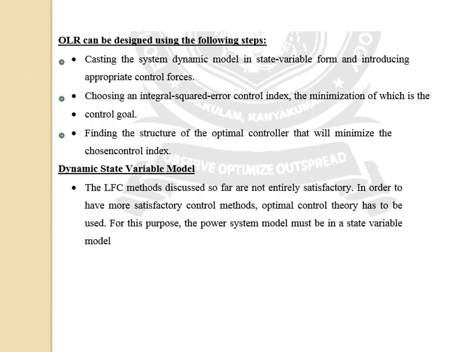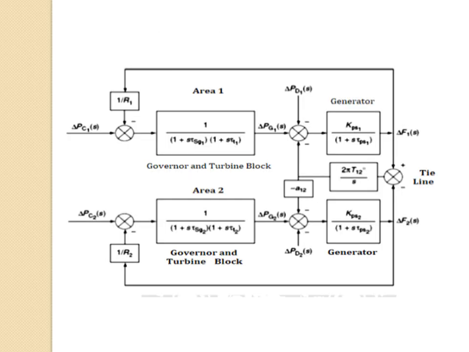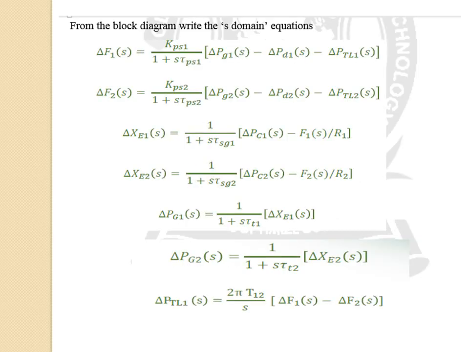In order to have the most satisfactory control method, optimal control theory has to be used. For this purpose, the power system model must be in the state variable model. This is the state variable model of power system operation and control.